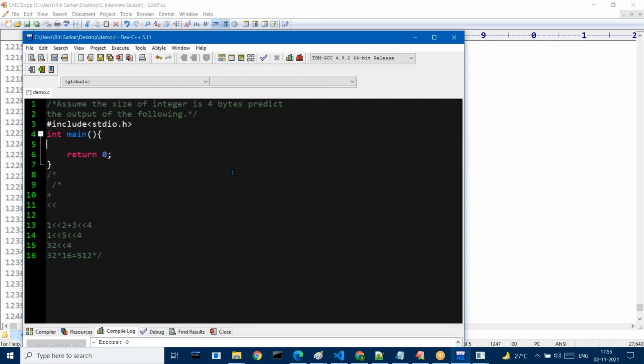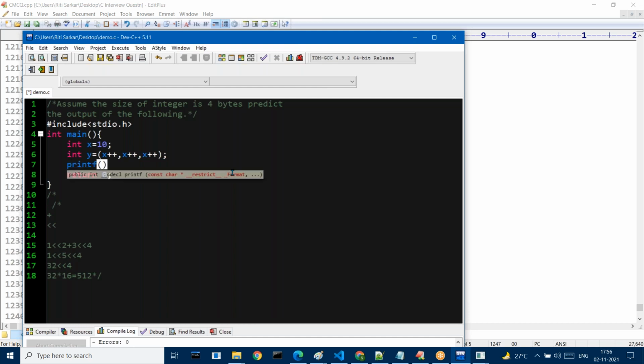Next. Here int x is equal to 10. Int y is equal to, I am having x plus plus, comma, x plus plus, comma, x plus plus. Next, printf percent d, x comma y. Already we know the comma operator story. Apply it, tell me the answer.